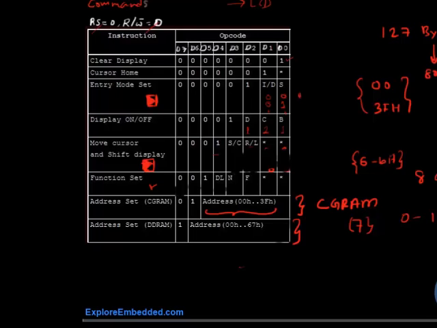Alright, so let us move ahead, and there are 2 other commands. Say we select the CGRAM or the DRAM, and if you want to write data to that particular RAM, what we need to do is select the register as data register. In all these commands, since we are sending these commands from a controller to an LCD, the register that was selected was the command register.